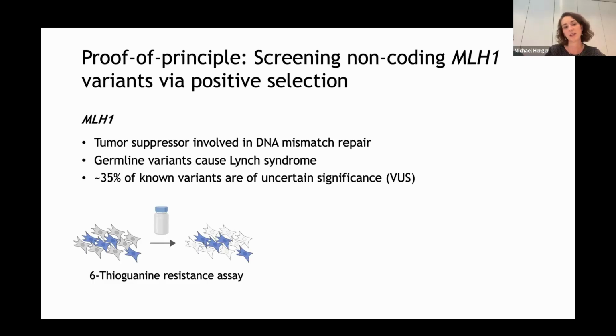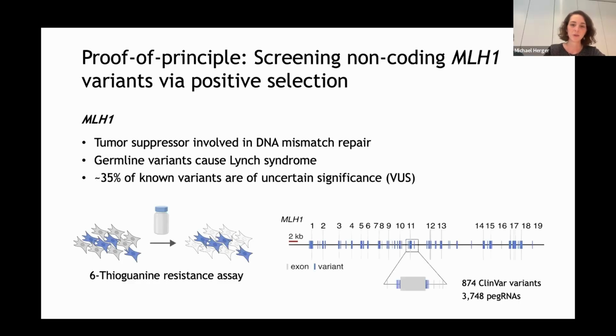And Michael has already briefly touched on this gene in the context of optimizing our platform. However, it's in its own right also a quite interesting gene because pathogenic variants in MLH1 cause one of the most common tumor predisposition syndromes called Lynch syndrome. Again, as for SMARCB1, there's a large proportion of variants of uncertain significance currently reported for MLH1. Conveniently to us, if HAP1 cells lose MLH1 function, they become resistant to a drug called 6-thioguanine, which we could use as the functional readout in our experiment.